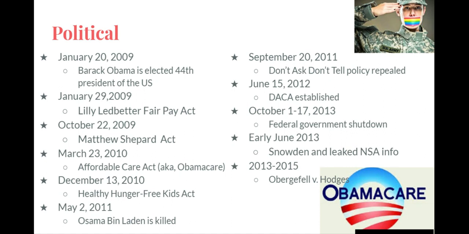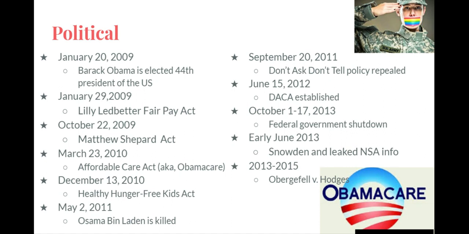In October 2009, the Hate Crimes Prevention Act was passed, expanding the federal hate crime law to include crimes motivated by a person's gender, sexual orientation, gender identity, disability, race, and religion. In December 2010, the Healthy Hunger-Free Kids Act was passed to improve child nutrition for millions of children.